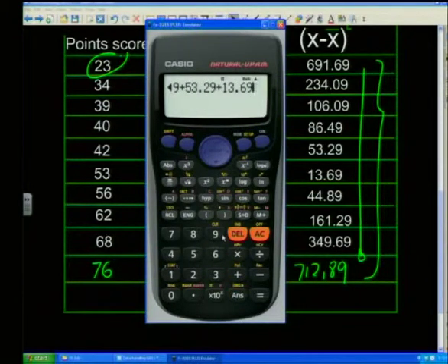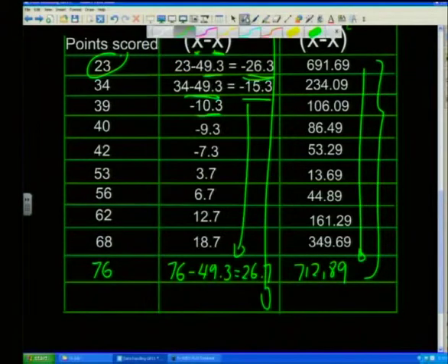Then we've got 13.69 plus 44,89 plus 161.29. I'm just going to hit an equals there, plus 349.69. And then lastly, the last one we worked out, which was 712.89. All right, so altogether, we get 2454.1. Let's write that down: 2454.1, the sum of all of these.